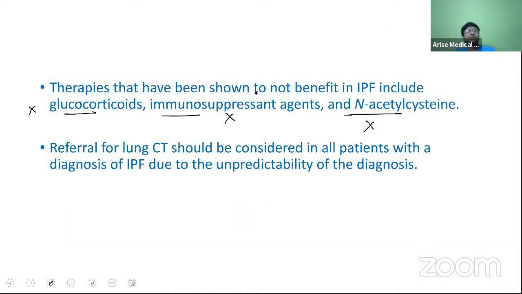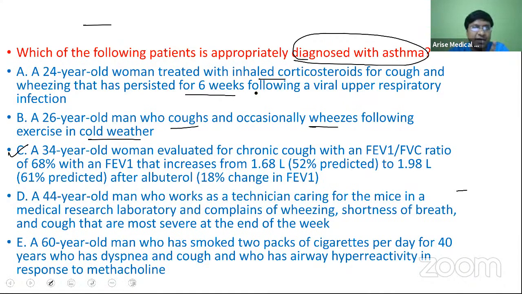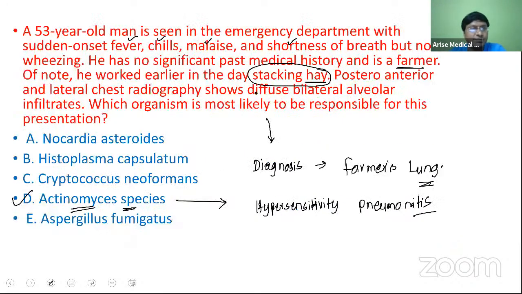Now take the take-home message of this question. Bronchial asthma: after giving a bronchodilator, there should be reversibility of your FEV1. FEV1 will increase by more than 12% after your short acting bronchodilator. Very, very important question, right? Next. The take-home message of this particular question is, whenever the individual is exposed to hay, what is the organism? That is Actinomyces species. That is a take-home message regarding this particular question, right?